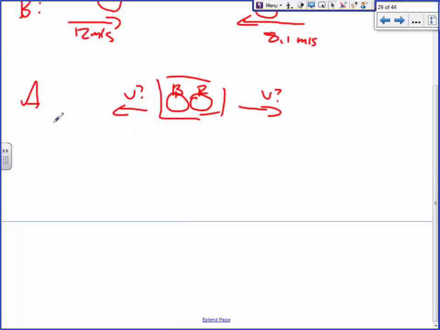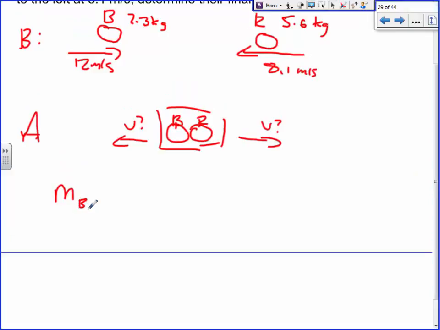So again, I don't care how you notate it. I'm going to do it something like this. The mass of the blue ball before times the velocity of the blue ball before, plus the mass of the red ball before times the velocity of the red ball before, should equal the mass of blue-red together after times the velocity of blue-red after. I'll just do that as my way of notating it. Whatever works for you.